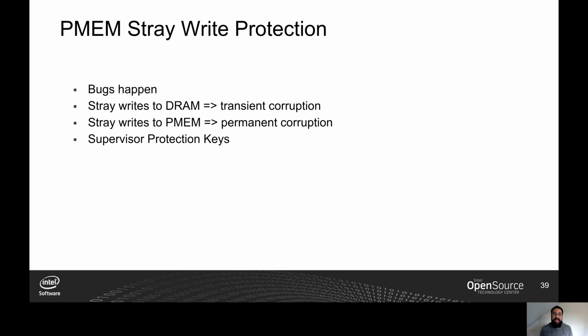In most cases, a stray write to persistent memory is not transient. It's there forever. It can clobber things, and a reboot won't get it back for you.